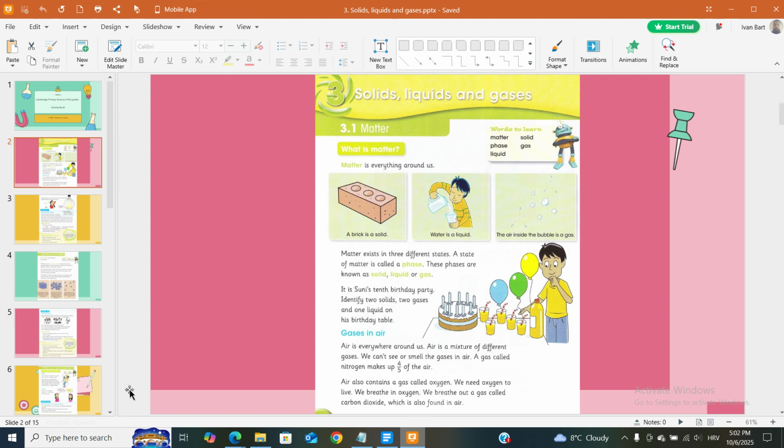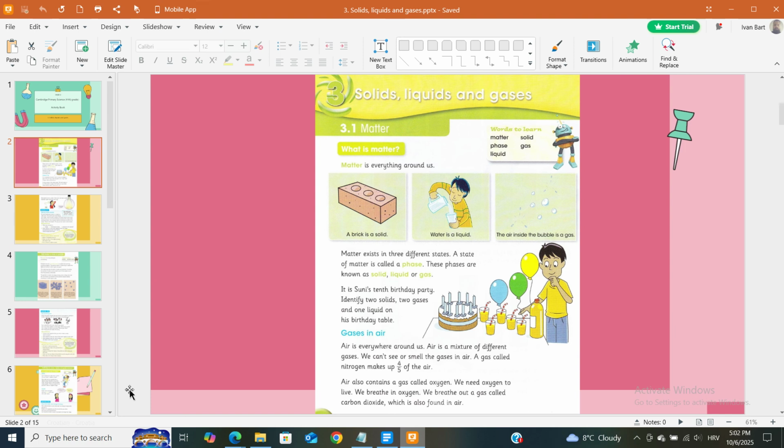A brick is a solid. Water is a liquid. The air inside the bubble is a gas. Matter exists in 3 different states. A state of matter is called a phase. These phases are known as solid, liquid, or gas.